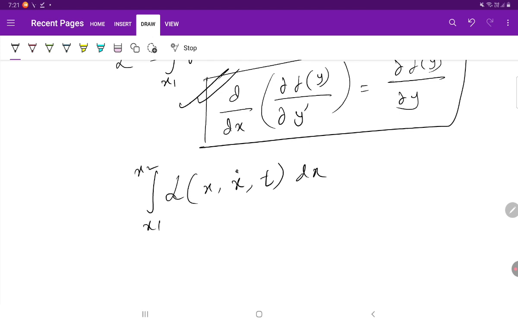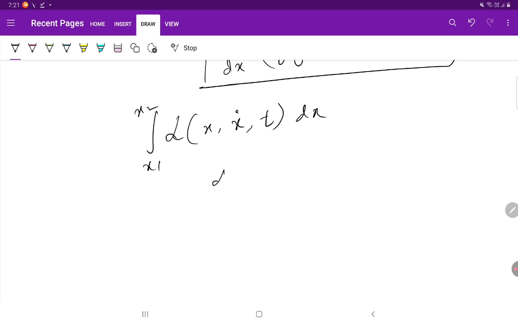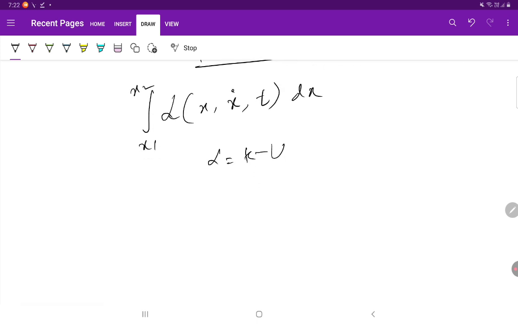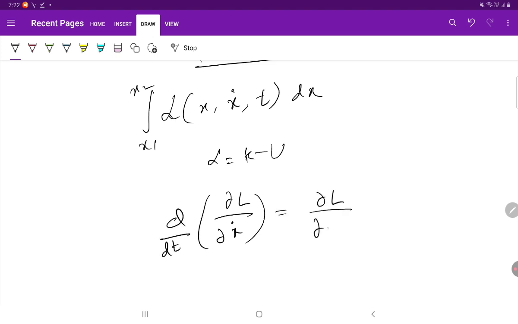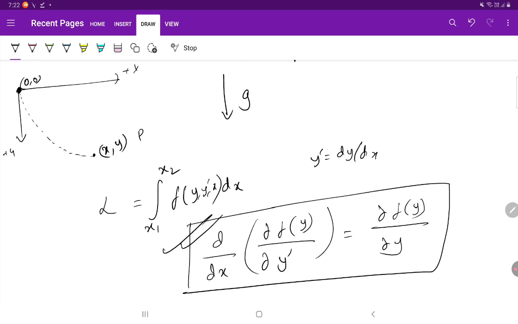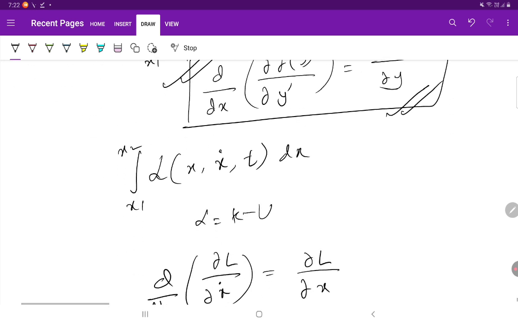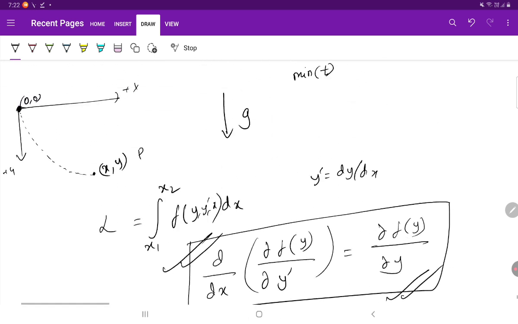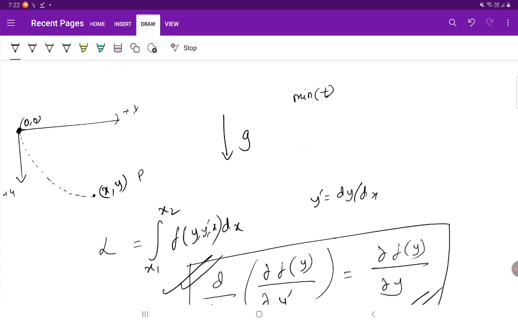We will define L in some other video. Generally, we write L is equal to K minus U, where K is the kinetic energy and U is the potential energy. For now, I am just defining the core formula. The core formula is d by dt of del L by del x dot is equal to del L by del x. Similarly, in this case also I define the same thing. Just here instead of x it is t, and instead of y it's x, and y dash corresponds to x dot. So we just have to satisfy this equation.